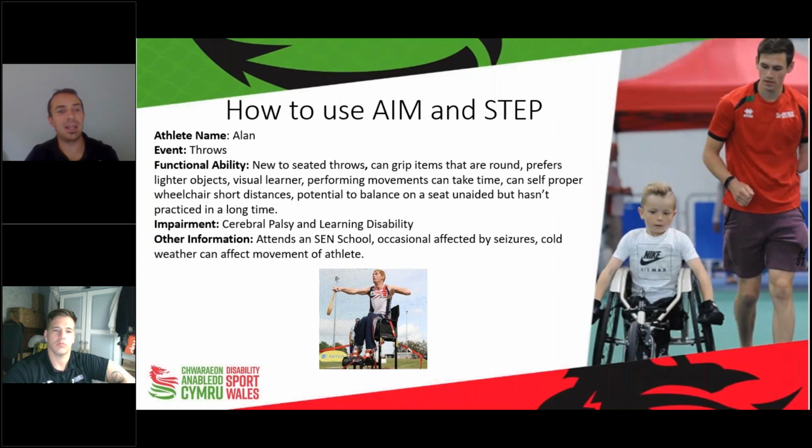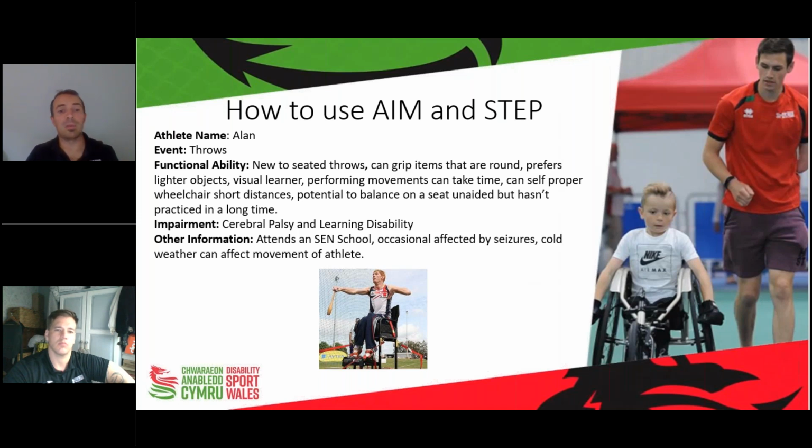He has the potential to balance on a seat unaided, but hasn't practiced in a long time. So again, this could be something about where does he start? Where do we start training from with Alan? How can he progress on to the actual seated chair, so to the throwing frame? What will he need to do in order to be able to balance on that chair? Can we give him extra exercises to help that core strength, help his balance? I guess it's about finding out what he can do.